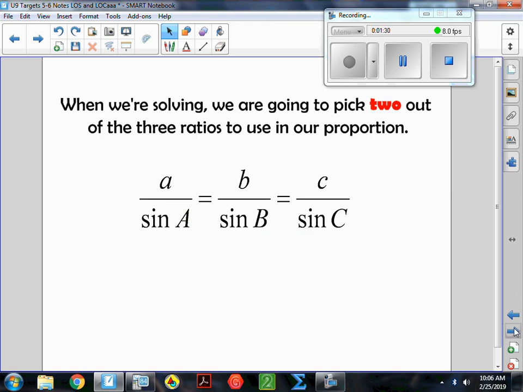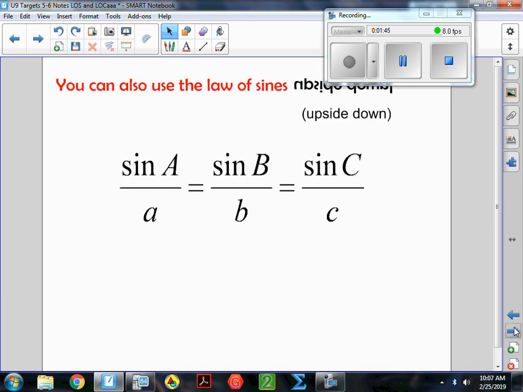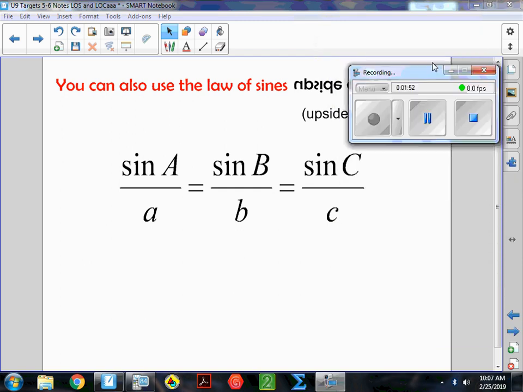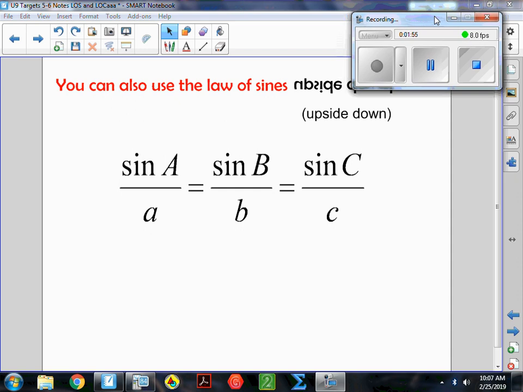Something else to keep in mind when you're solving: you're going to pick out two of these ratios and actually set up a proportion and solve. So I could pick those first two and set them up. It doesn't matter which two I'm doing. Another thing to keep in mind is that it works upside down as well. It doesn't matter with the proportion whether the angles are on top or on bottom, as long as you are consistent. We'll just do all of ours with the sides on top, but it really doesn't matter. So if you see it done a different way, it's really the same thing.